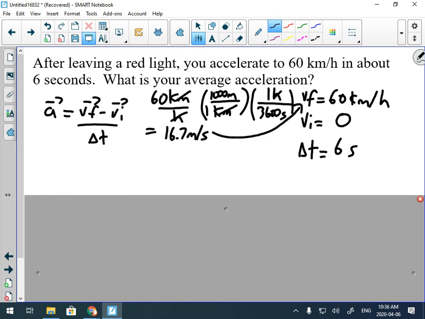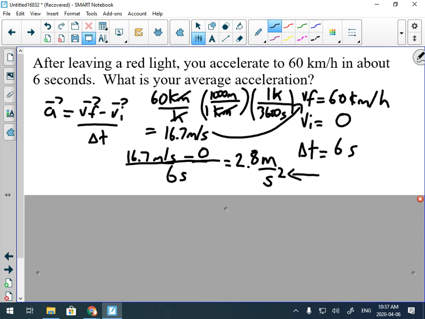Okay, so now we can put our numbers in there. Our velocity final is 16.7 meters per second. Our velocity initial is 0 because we were at a stop. And our time is 6 seconds. So when I divide that out, I get around 2.78. And maybe we should just round that to 2.8. And our units are meters per second squared because we're dividing by time again. So this is a big deal. Our units for acceleration are meters per second squared.